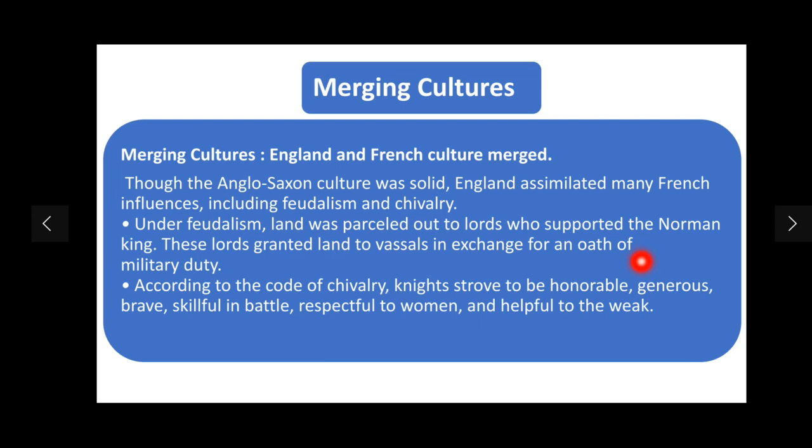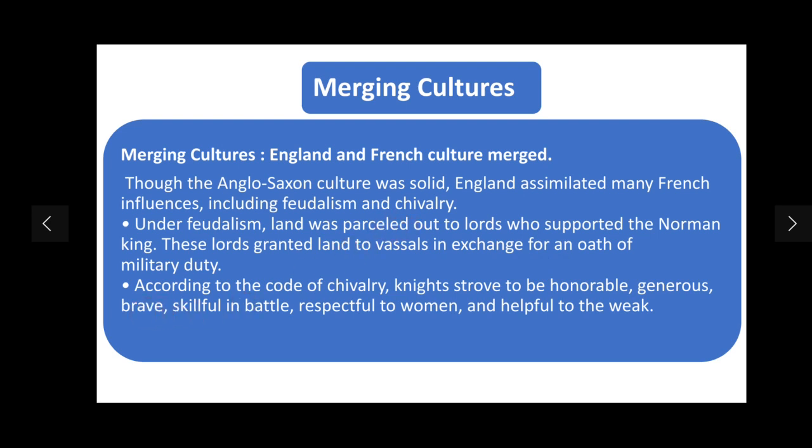Now, under the feudal system, the whole land belonged to the Norman king, and the Norman king would give the land to the lords or the noblemen, and the noblemen in return would give support and money to the king. Then the land would be given to the vassals by the lords, and the vassals would give the land to the knights, and then the knights would give the land to the working class. So this was the feudal system. In another class we will talk in detail about the feudal system, but right now we will say that feudalism and chivalry came to England from France.